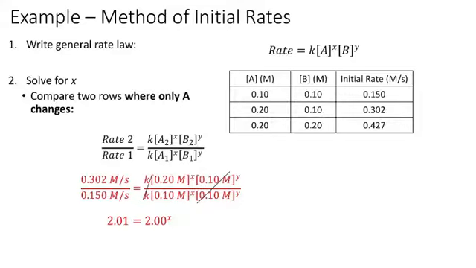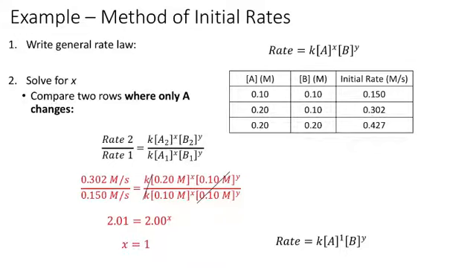So we ultimately end up with 2.01 equals 2 to the x. The only possible value for x in this expression is 1. 2 to the first power equals 2. In other words, the rate equals k, A to the first, B to the y. This reaction is first order with respect to A. Any change made to A, we expect to see a similar equivalent change in the rate.